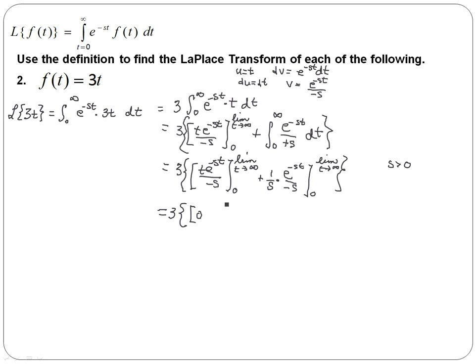Well, and then let me do the 0. Minus, when t is 0, this becomes 0 because t is 0. 0 times, this would become a 1, which is still 0 divided by negative s. Plus, actually, this is going to be a minus 1 over s squared.